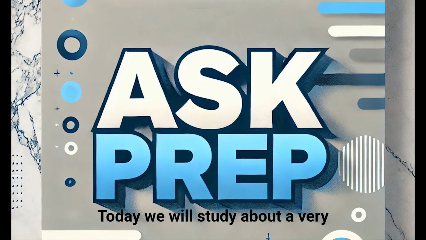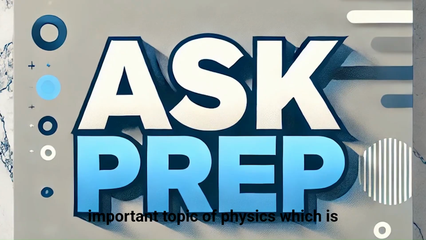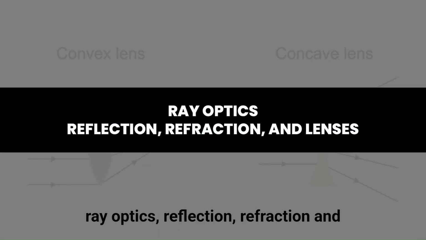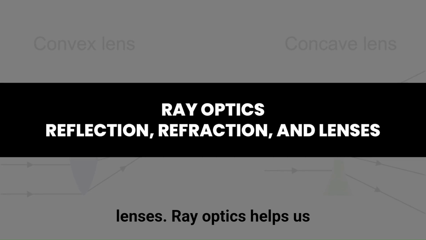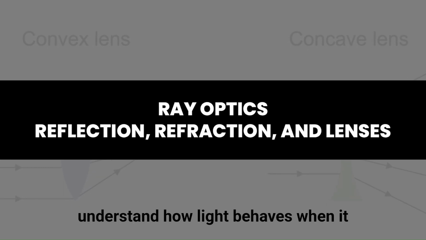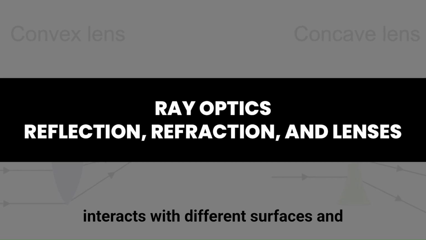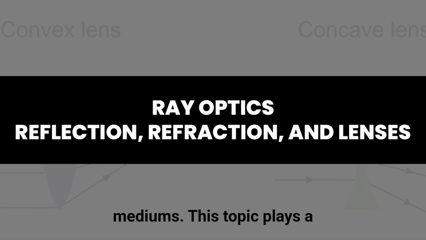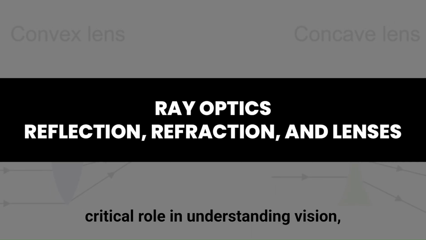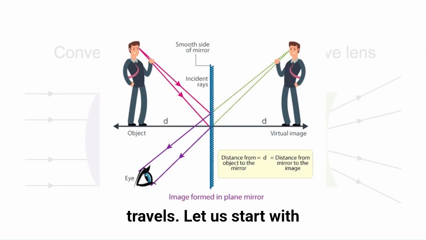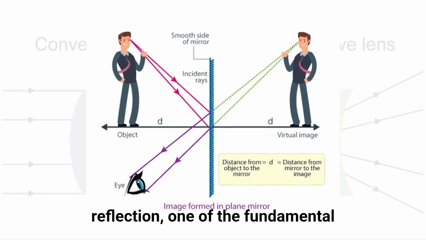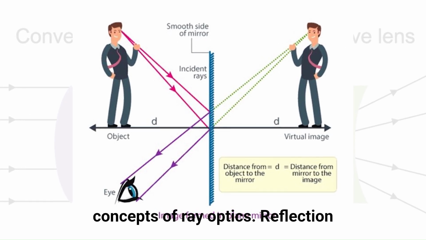Today we will study about a very important topic of physics, which is ray optics, reflection, refraction, and lenses. Ray optics helps us understand how light behaves when it interacts with different surfaces and mediums. This topic plays a critical role in understanding vision, lenses, mirrors, and the way light travels. Let's start with reflection, one of the fundamental concepts of ray optics.